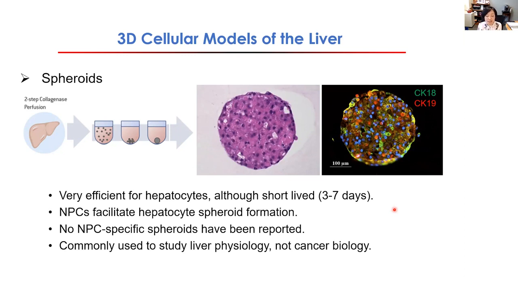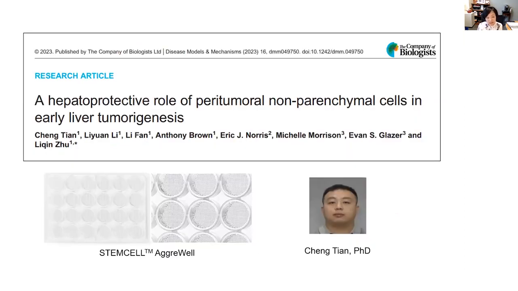So that's where we decided, let's try using these spheroid models to see whether we can start to investigate liver tumor interaction. So this is what we have reported recently in disease models and mechanisms about how we use the spheroid model to study the function of non-parenchymal cells in early liver tumorigenesis. Dr. Chen Tian is the lead author of this paper.